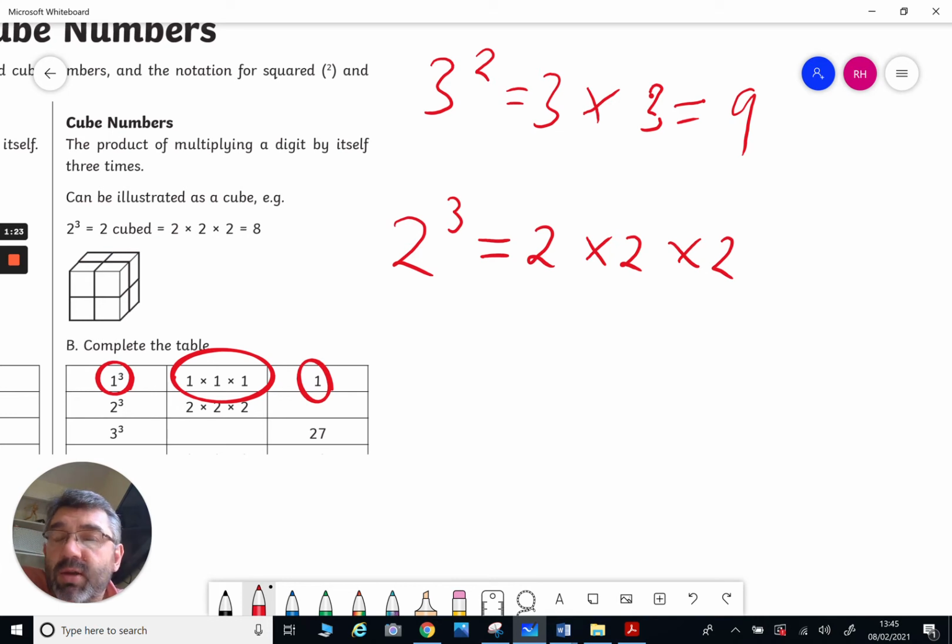Now, a mistake that's often made is children say that 2 cubed is 6. They think 3 times 2 is 6. It's not. It's a bit different.